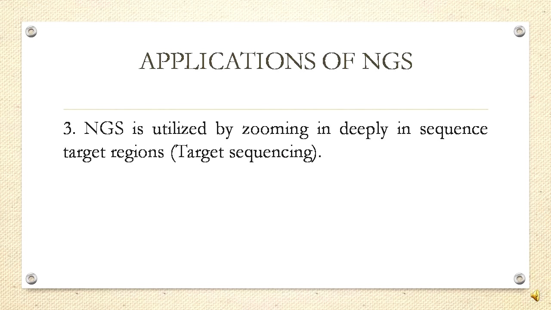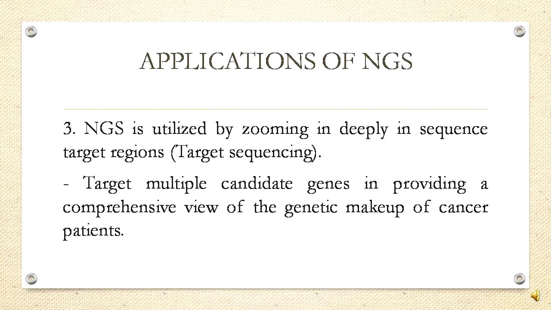Additionally, next-generation sequencing is utilized by deeply looking into the sequence of targeted regions, especially the exon region, known as target sequencing. The purpose is to target multiple candidate genes, providing a comprehensive view of the genetic makeup of the cancer patients. For example, mutations of the JAK2 gene in myeloproliferative neoplasm were discovered using this method.